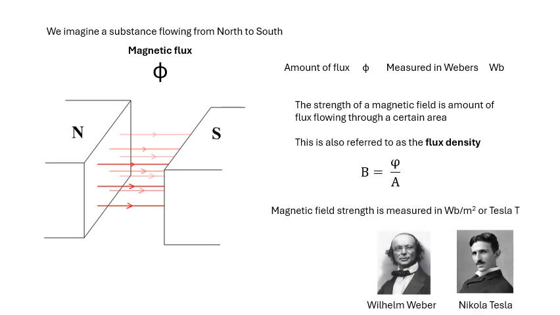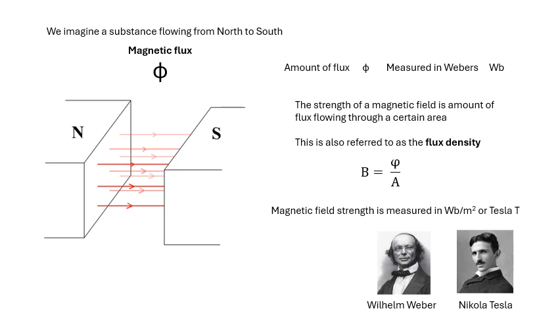Now, the strength of the field is the amount of flux flowing through a certain area. If you imagine the field lines were closer together, there's more flux flowing through a certain area. And so we call that the flux density. I know that density is usually divided by volume, but in this case it's divided by area. So B equals psi over A. So that's Webers per meter squared.